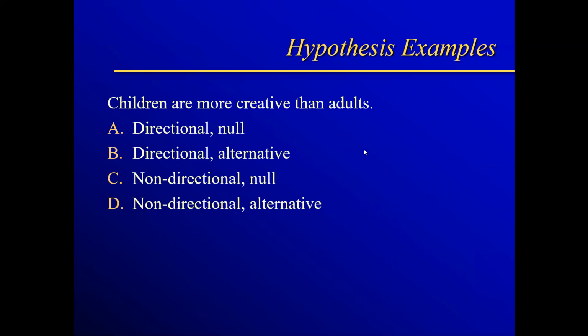All right. And using direct message again, children are more creative than adults. Is it A, directional and null, B, directional alternative, C, or D?